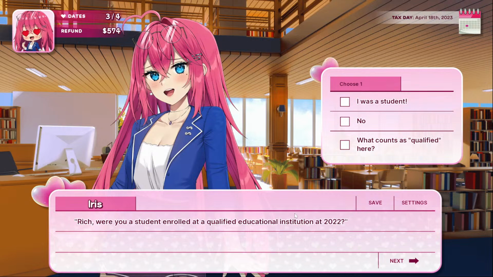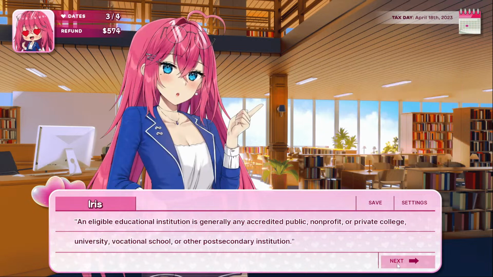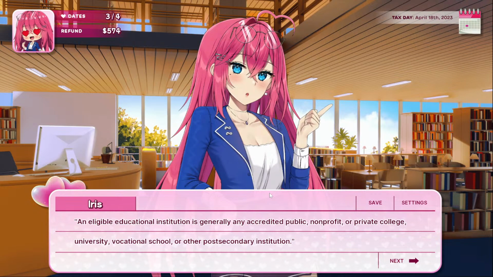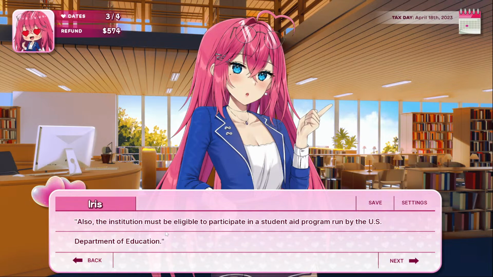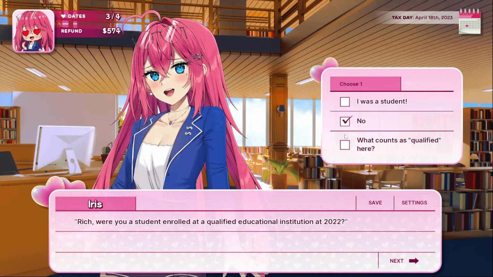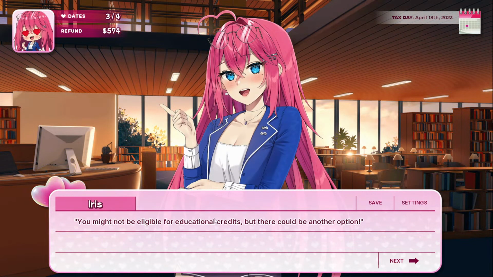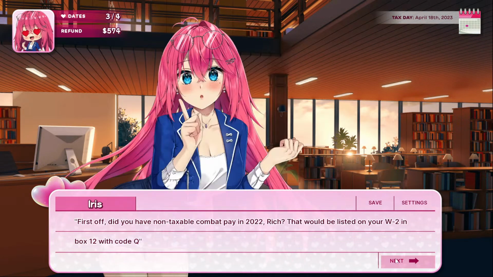Were you a student enrolled at a qualified education institution in 2022? I'd say no. Whatever, let's see what she asks. Any accredited public, non-profit, or private college, university, vocational school, or post-secondary institution. If you're studying, does that mean you get the tax credit? No, I was not. I'd not be eligible for education credits, but there could be another option.